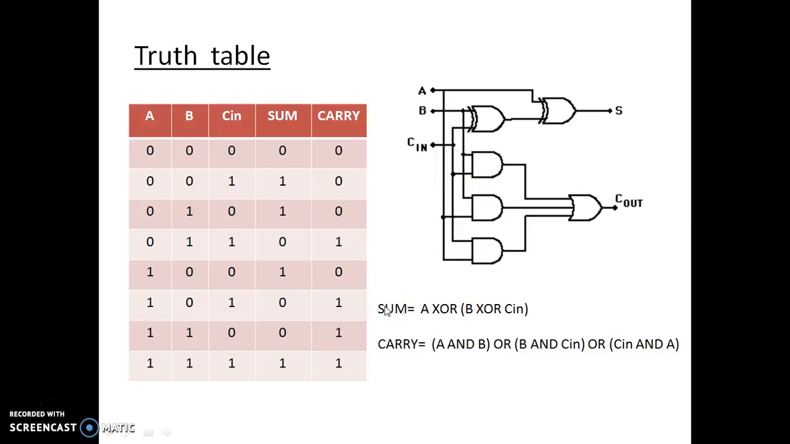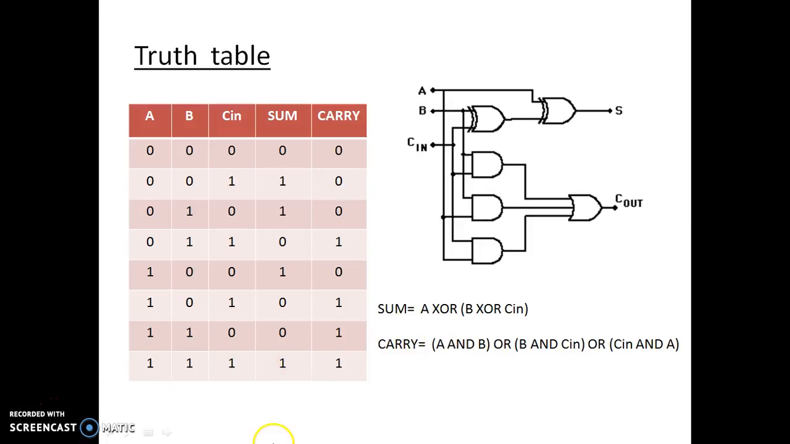So as we are seeing, sum is equal to A XOR B XOR C. So in this operation, we are seeing two XOR gates. Hence we have drawn two XOR gates, and XOR operation of A, B and C gives us sum as an output. So for carry, it is a combination of the ANDing and ORing operation.